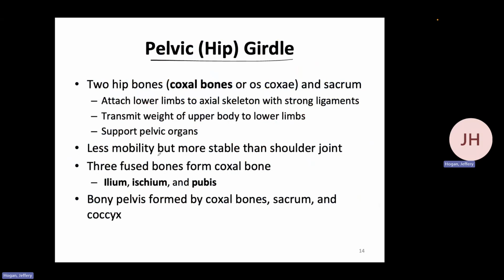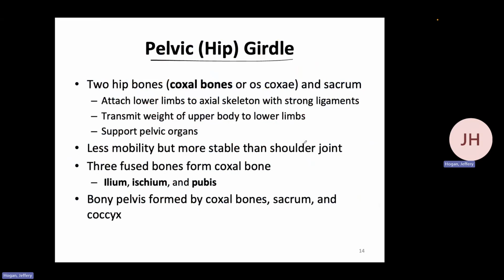Now, the pelvic girdle attaches the lower limb, right? And this is made up of the os coxae, or the coxal bones, right? Here we go. Now, the sacrum is part of the axial skeleton, right? But the coxal bones are part of the appendicular skeleton. We're going to look at them both together because they work together, right?